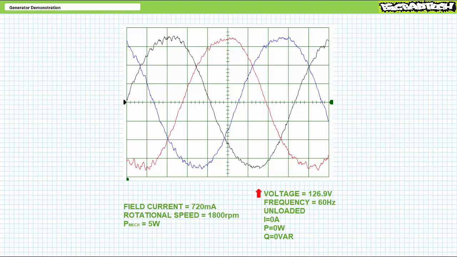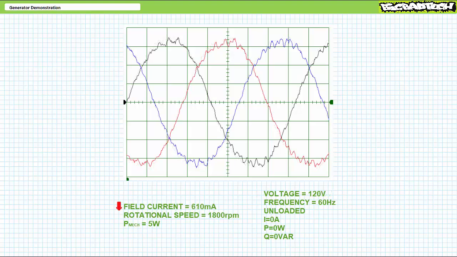To prevent damage, an operator needs to decrease field current. At roughly 610 milliamperes DC of field current, voltage magnitude stabilizes at the desired 120 volts. This confirms our theoretical expectations regarding voltage regulation for primarily inductive loads. Notably, increased current draw for inductive loads results in substantially decreased output voltage magnitude.